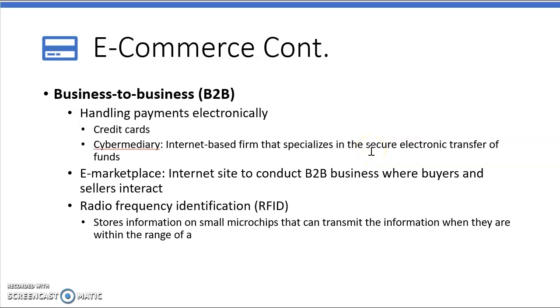And then e-commerce is used in business to business, things like handling payments electronically, processing credit cards, selling things online. Some companies use radio frequency identification or RFID, which stores information on small chips. So rather than barcodes, they use RFID, and then when it's within range of a scanner, it'll scan it.